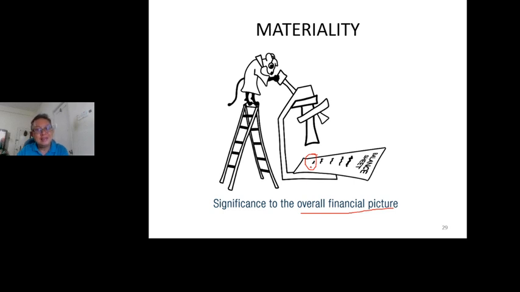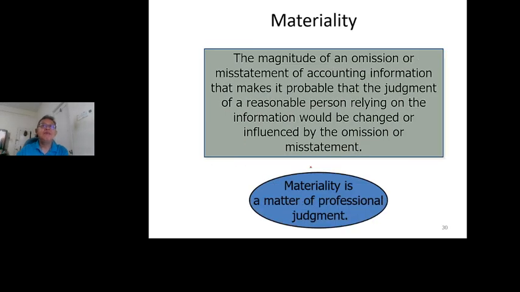If you say 1 million is significant, so you say that only any mistake above 1 million, then you consider it as a material misstatement. Right? So if it is 10,000, it is more than 10,000. You can look at that example, right? So materiality is just the magnitude of omission or misstatement of accounting information that makes the probable judgment of a reasonable person relying on the information changed or influenced by the omission or misstatements. So here is actually the magnitude, the level of omission or mistake.